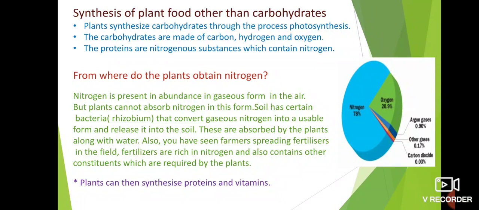Vitamins are also nitrogenous substances. These plants prepare proteins and vitamins by utilizing nitrogen which is produced by the rhizobium, and it is also provided by the fertilizers. This is clear about how plants obtain nitrogen for their growth.